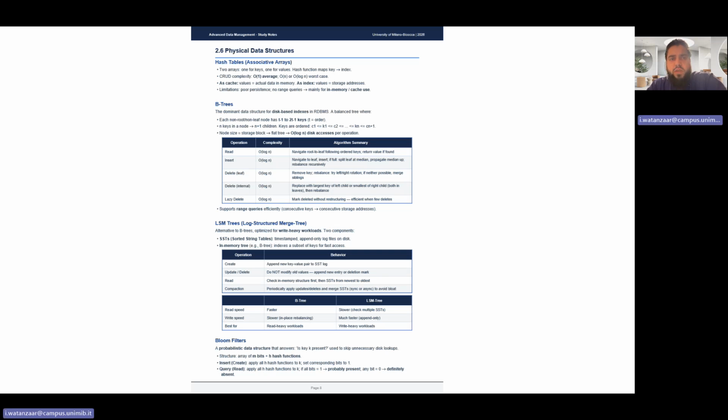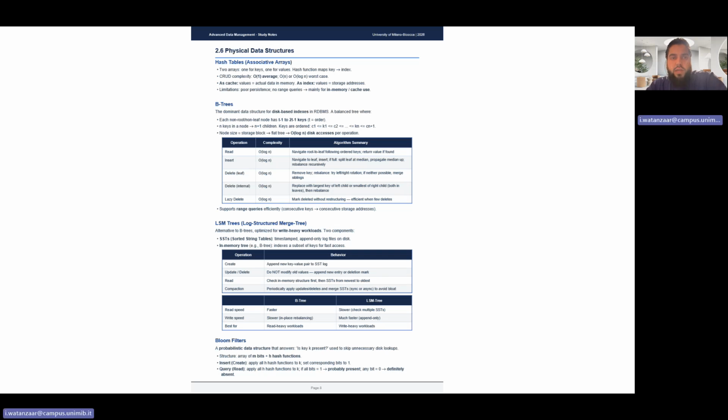The main difference from the hash table is that B trees support range queries efficiently, with consecutive keys meaning consecutive storage addresses. We have seen that the node size equals the storage block, so we are holding a complete block. That is why they support range queries very efficiently, holding all the keys and pointers at consecutive storage addresses. Based on this, it is really important compared to the hash table.